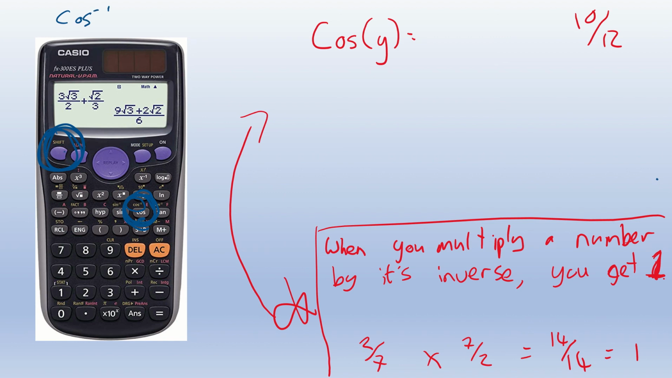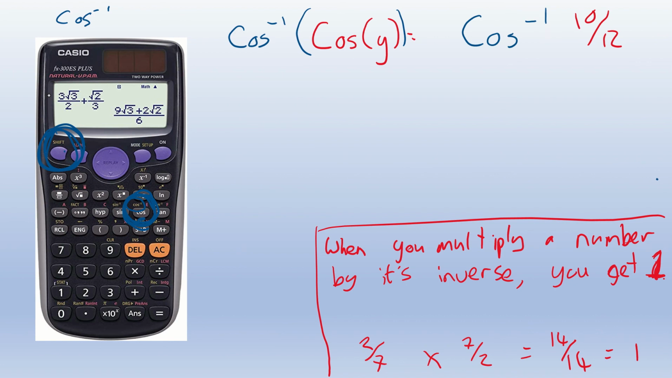Now the left hand side here is sort of like my working out, but the real magic is going to happen over here. If I multiply cos inverse by all of this, remember this is an equation, so I have to do the same thing on the other side. Cos -1 of 10 over 12. Now I'll just put equals there just so we're sure.